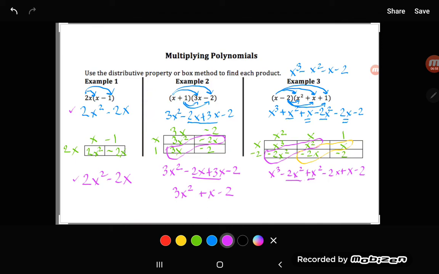When you combine like terms, I have x to the third minus x squared. I have 2 lines under negative 2x plus x. When I combine those, that gives me a negative x. And then I bring down my negative 2.